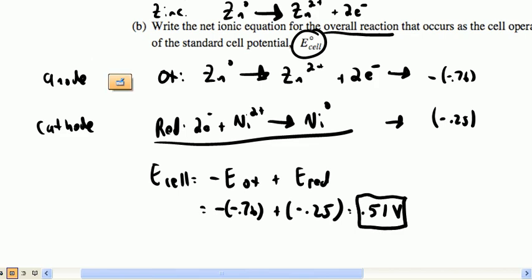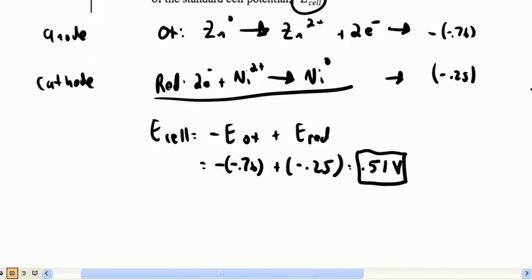This reaction is spontaneous. It's spontaneous for 2 reasons. The battery worked. That's the qualitative reason. The quantitative reason would be that E cell is positive, and if you calculated delta G, that would be negative.